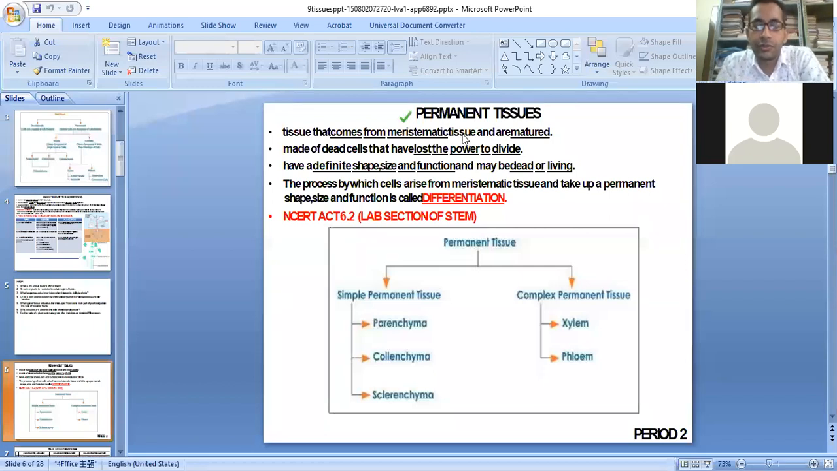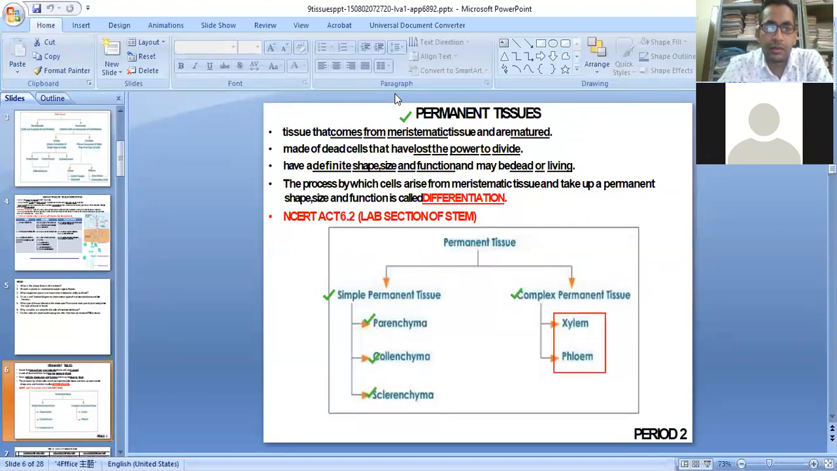So there are permanent tissues, and the permanent tissues are of two types: simple and complex. The xylem and the phloem are responsible for the plant nutrition. The xylem is there to transfer the fluids, and the phloem is responsible for transference of the food material. And there are permanent tissues: parenchyma, collenchyma, and sclerenchyma.